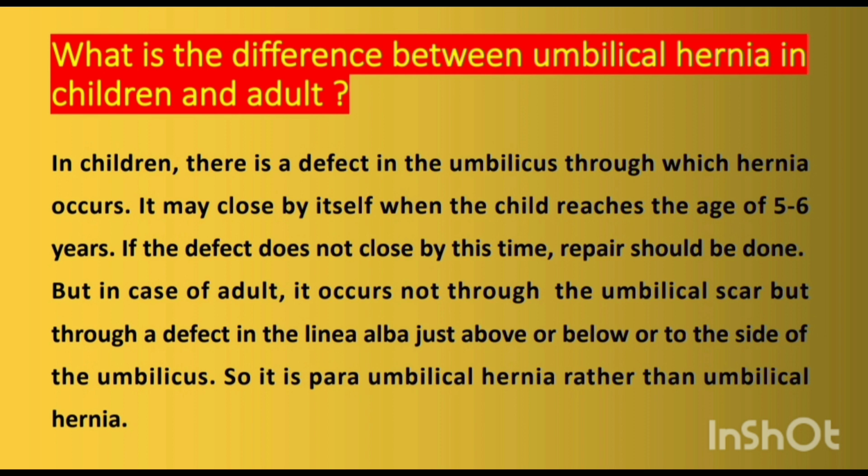But in the case of an adult, it occurs not through the umbilical scar but through a defect in the linea alba just above or below or to the side of the umbilicus. So, it is a paraumbilical hernia rather than an umbilical hernia.